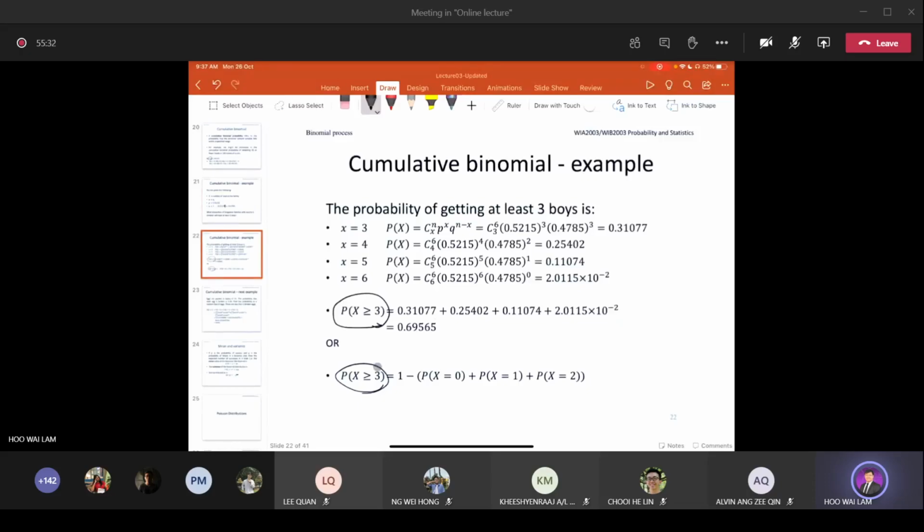Or you can do it another way around, using the complement rule, and change the way you calculate to 1 minus X equals 0 plus X equals 1 plus X equals 2. The good thing about this is you calculate fewer binomial probabilities. This one you need to calculate 4 times, this one only 3 times. But both answers will be the same.